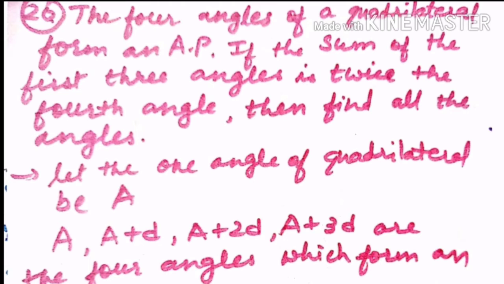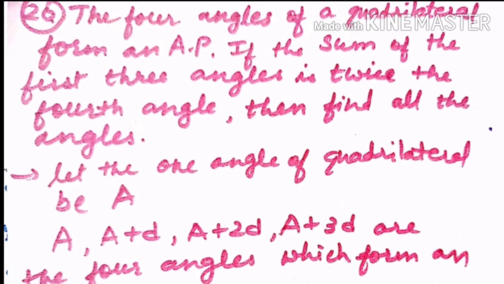Okay, also we are going to take the sum of the first three angles. So here let one angle of the quadrilateral be A. I am choosing the first angle to be A. So the next angle will be A plus D, the third angle will be A plus 2D, and the fourth angle will be A plus 3D. These are the four angles which form an AP. You understand that every time if you add D, the common difference, to a term, you get the next term of your AP. In the same way I have chosen these four angles of a quadrilateral.